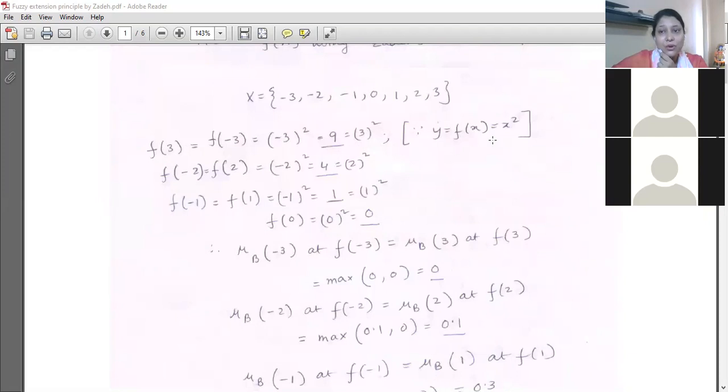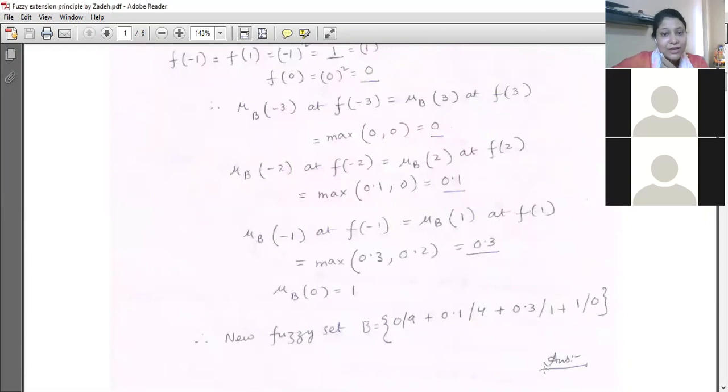This is kind of an example. So yes, Ujjwal, this is what we have in our problem solution. This is absolutely correct, which is 0 by 9 plus 0.1 by 4 plus 0.3 by 1 plus 1 by 0. Now I am going to ask everybody, is this particular problem clear? If you can, ask, then I can move to the next problem. First of all, tell me whether this is clear or you have any queries.